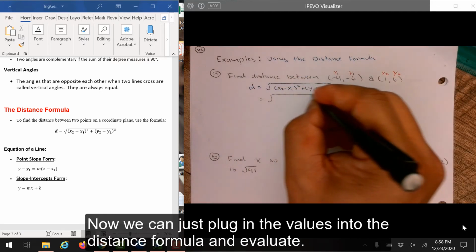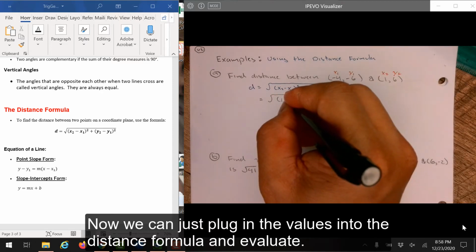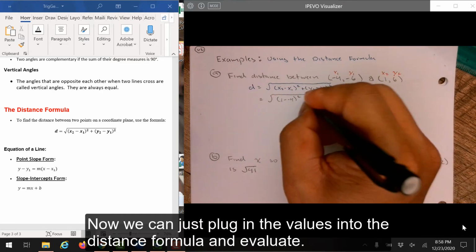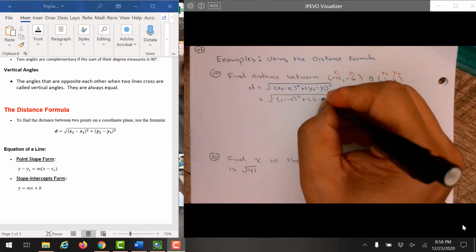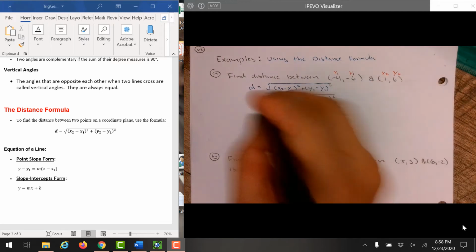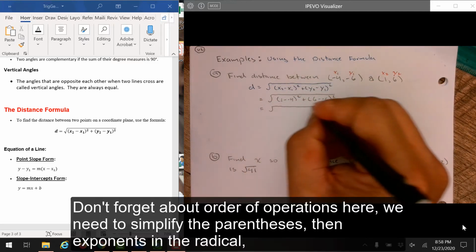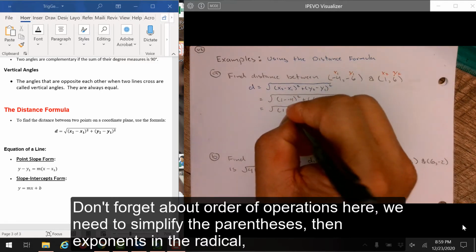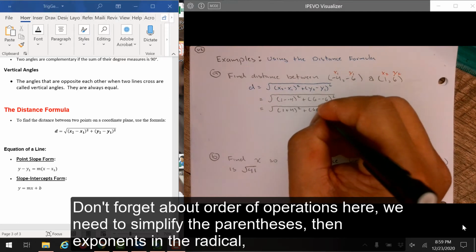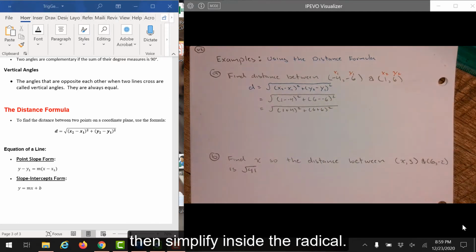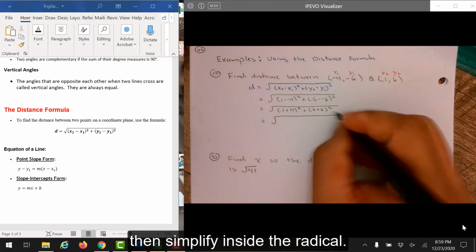Now we can just plug in the values into the distance formula and evaluate. Don't forget about order of operations here. We need to simplify the parentheses, then exponents in the radical, then simplify inside the radical.